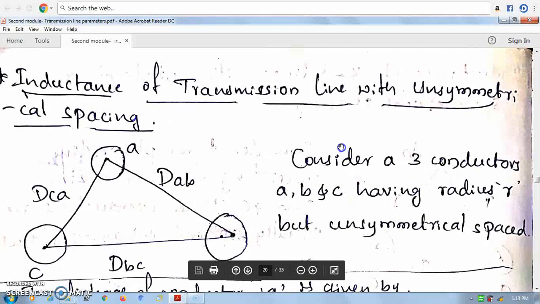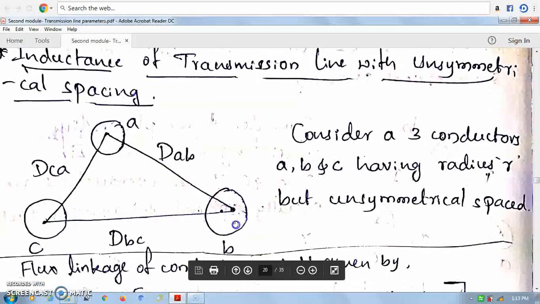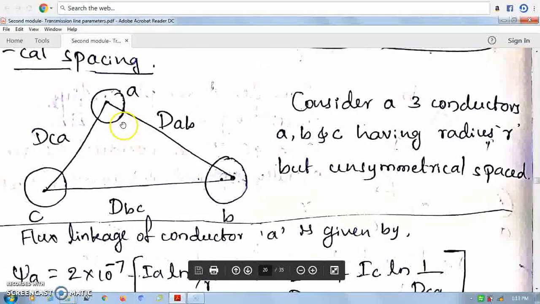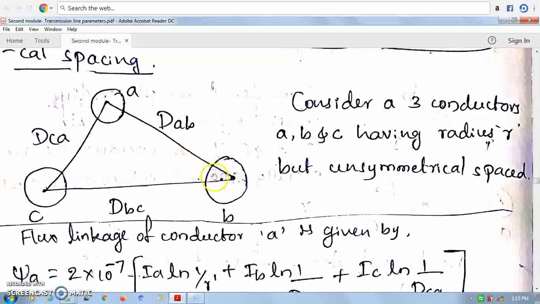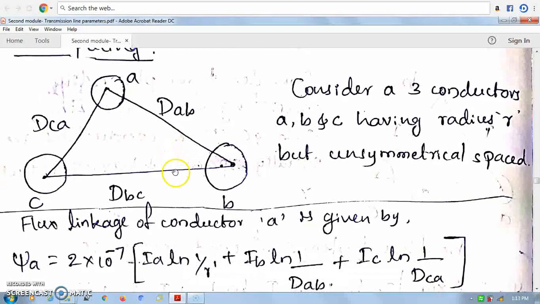Next topic is inductance of transmission line with unsymmetrical spacing. Here I am considering three conductors A, B, C of a three-phase line of radius R, but these three conductors are unsymmetrically spaced. The distance between A and B is DAB, B to C is DBC, C to A is DCA. Three conductors are placed with different distances.